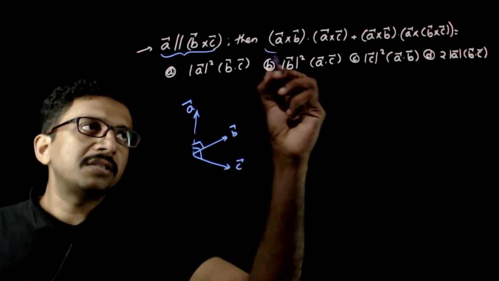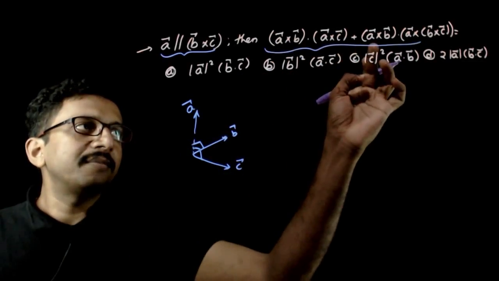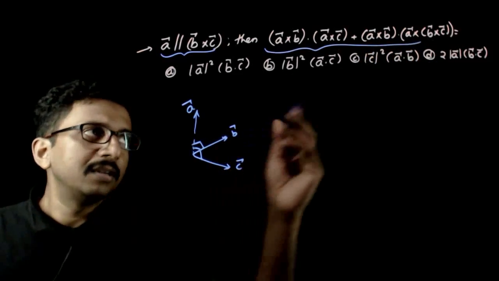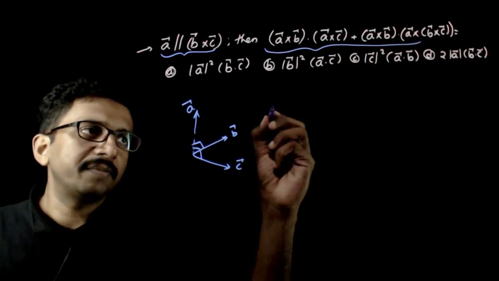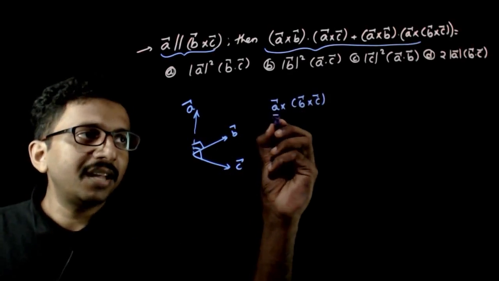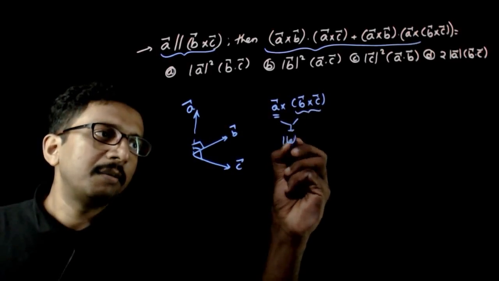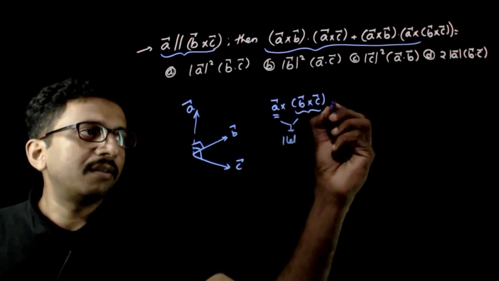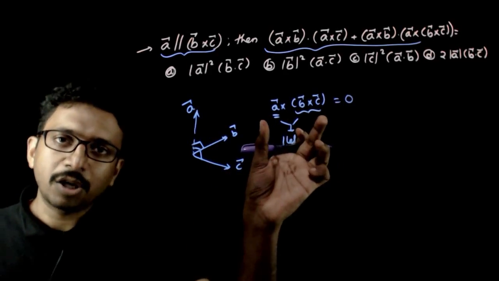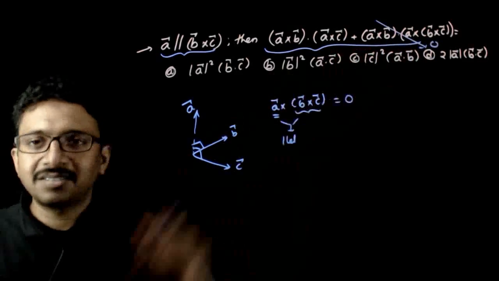And if that is so, you are asked to find the value of A bar cross B bar dot A bar cross C bar plus A bar cross B bar dot A bar cross B bar cross C bar. Out of this, one term is very easy. A bar cross B bar cross C bar: you can see that A bar and B bar cross C bar are parallel to each other. So the cross product will be equal to 0. If two vectors are parallel, the cross product is equal to 0. So this whole term will be equal to 0. You don't need to consider this term.